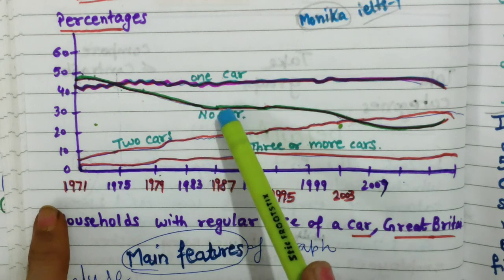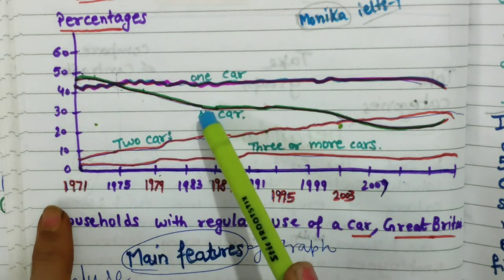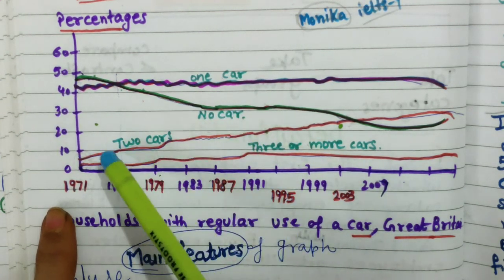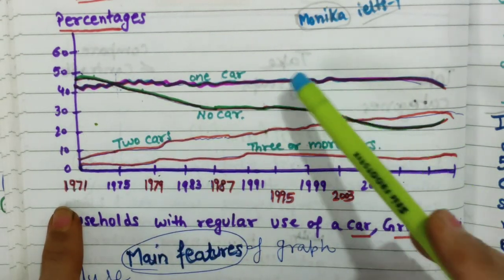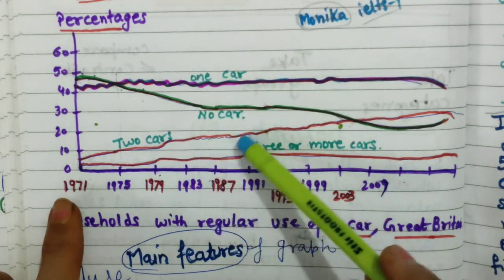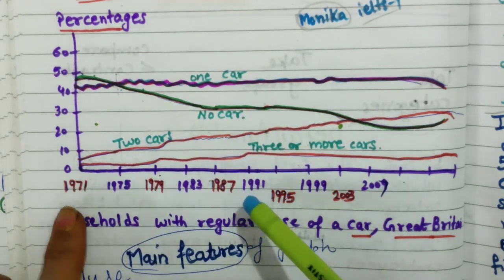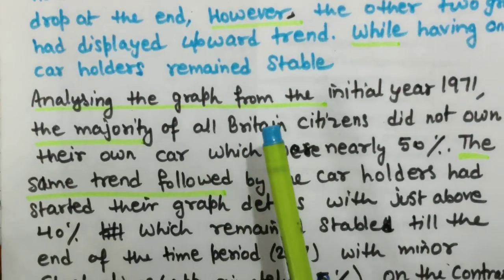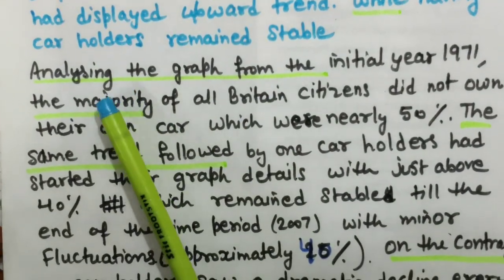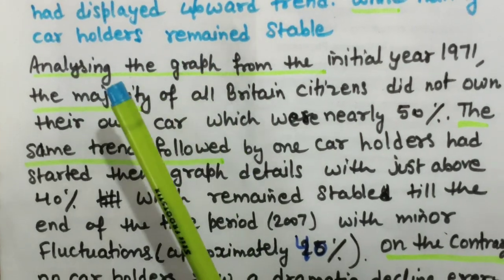Now next line, you can decide. You can just tell about no car, but of course you have to mention the initial and this year also, last year. So either you go for category wise or you go for year wise. Now first paragraph, I will go year wise. So year wise as well as categories, I have combined both.